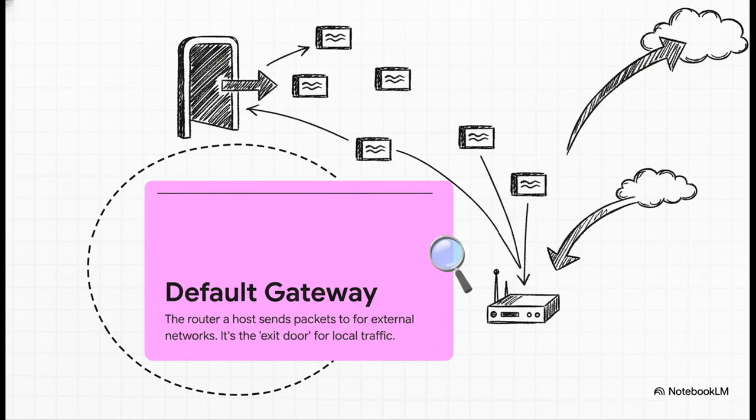So how does your computer know where to send all that traffic that's headed for another network? It uses something called a default gateway, and this exit door analogy is perfect. Any piece of data, any packet that isn't for another machine right there on your local network gets sent straight to this gateway. Your computer doesn't need the whole map of the internet. It just needs to know the address of its one and only exit door.